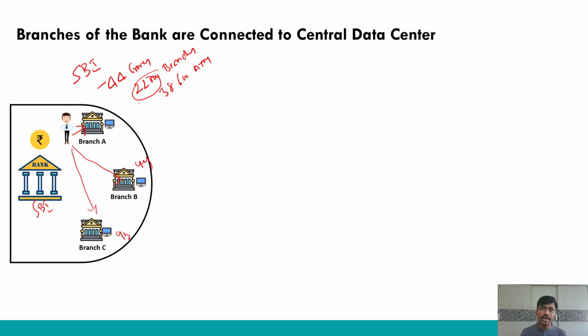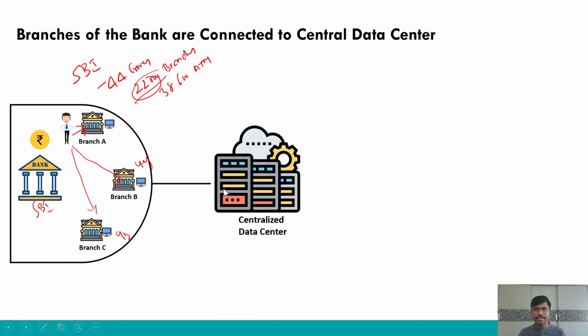Even for that matter, in any of these 22,000 branches, he can access his customer information and perform the necessary services. So how is that possible? Only because all these branches are connected to a centralized data center where the data is stored at a single location, due to which, irrespective of the branch, he will be able to perform the requisite activities. Diagrammatically, let's see how it looks. They are connected to the data center.